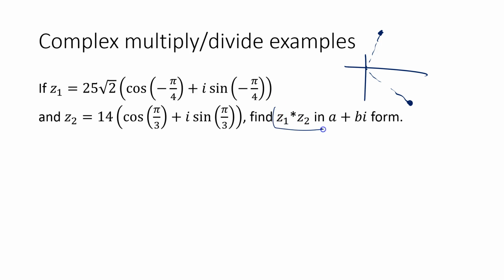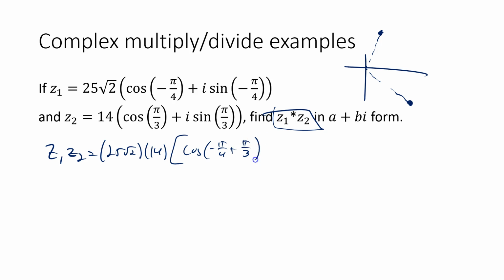We're going to find the multiplication and put it into a plus bi form. To do that, we're going to multiply these two things. So z1 z2 is going to be 25 root 2 times 14 times cosine. We add these angles together, so it'll be negative pi over 4 plus pi over 3, plus i sine of negative pi over 4 plus pi over 3.